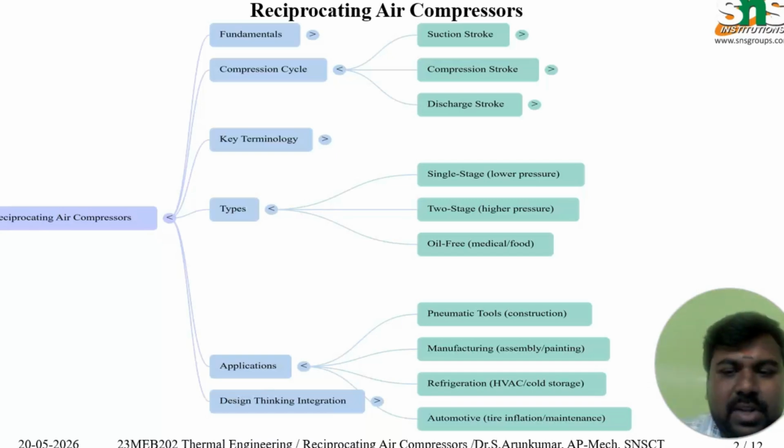First, we are going to discuss the fundamental concepts of reciprocating air compressors and compression cycles. There are three stages in the cycle: suction stroke, compression stroke, as well as discharge stroke. Then a few key terminologies about reciprocating air compressors and types of reciprocating compressors, like single stage lower pressure air compressors, higher pressure air compressors, and oil free compressors. Finally, we are going to discuss the application areas and design thinking concepts.